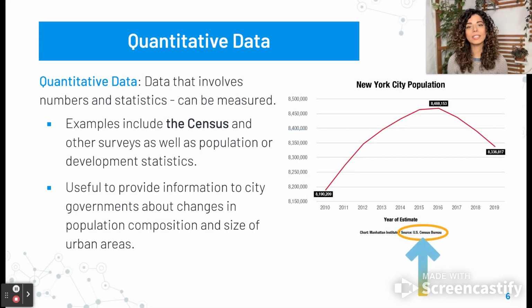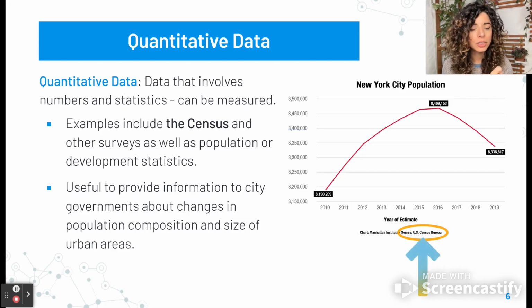Now we're looking at quantitative data. This is data that involves numbers and statistics. This can be measured. Examples include the census, right? We've already talked about the census a few times in this class, and other surveys, as well as population or development statistics. Essentially, it's useful to provide information to city governments about changes in population composition and size of urban areas. So think of numbers, like straight up stats.